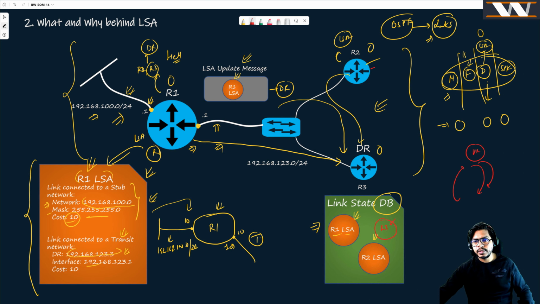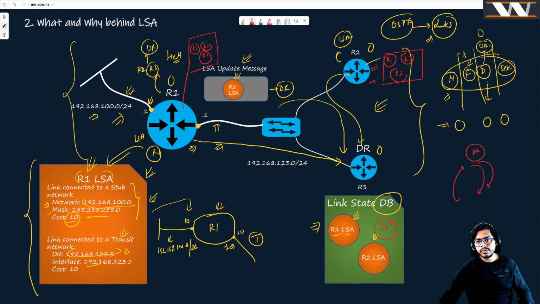So when the DR sends the LSAs back, every router is going to build the same database table, where everybody is going to have R1 LSAs, R3 LSAs, and of course R2 is this router, so it is going to have its own LSA. Similarly, it is going to have its own database which contains information about R1, R2, and R3.